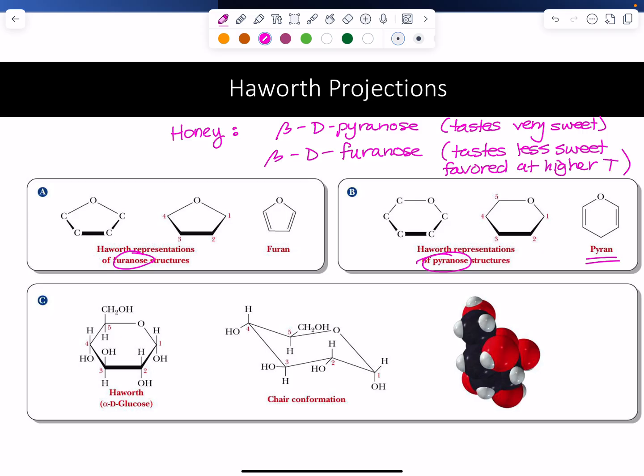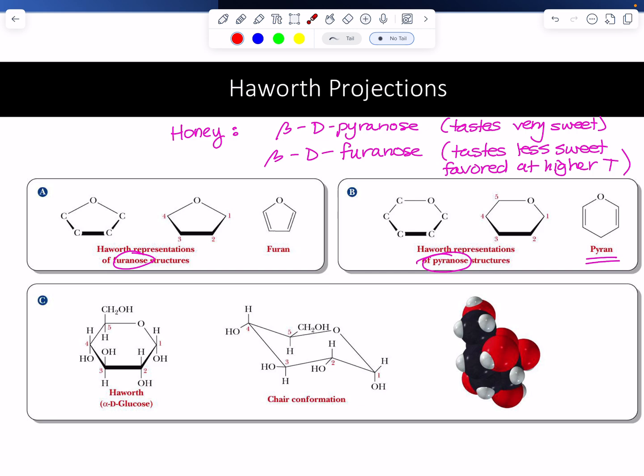So if you put honey in your tea, as it cools, it will start to taste sweeter, because as it cools, the equilibrium shifts back to the pyranose form, and it spends more time in that sweeter tasting form. So that's just kind of a fun thing.